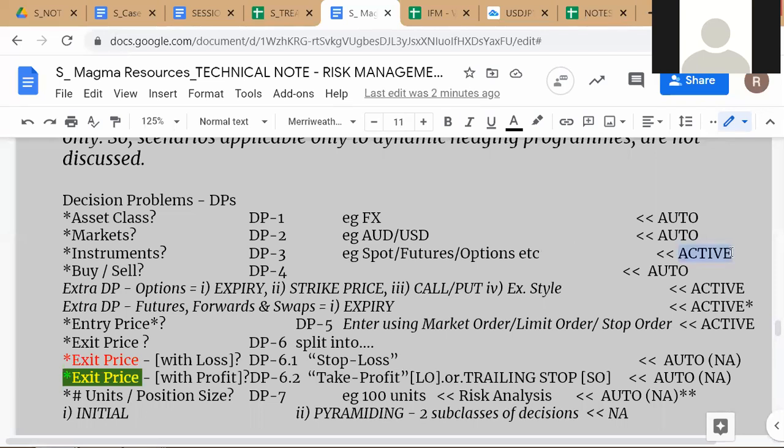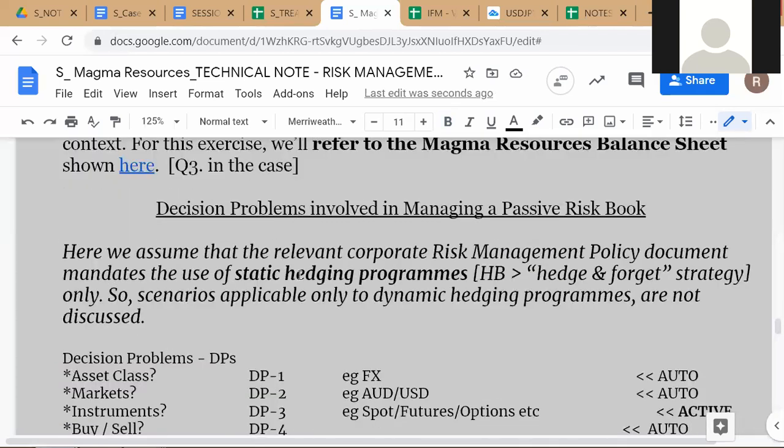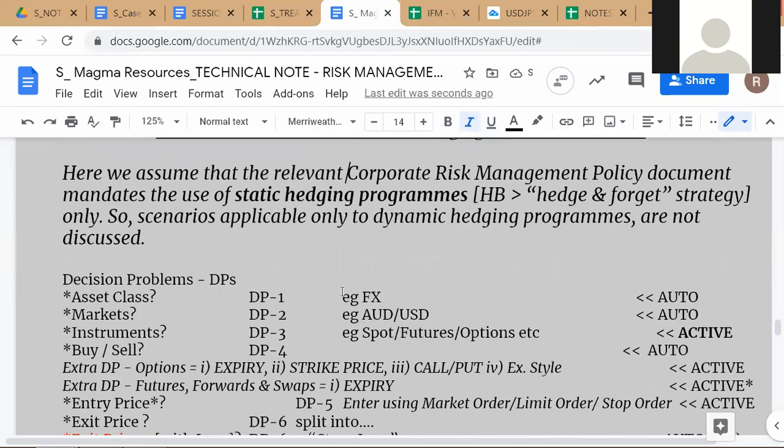So the point is that this decision is active. This is not automatically solved. You have to actively solve it. You mean active in the sense that the hedging team has to solve it. Okay. They refer to the corporate risk management policy document. So you understand the whole setting, how the whole system works.